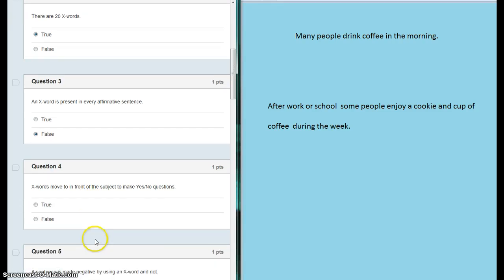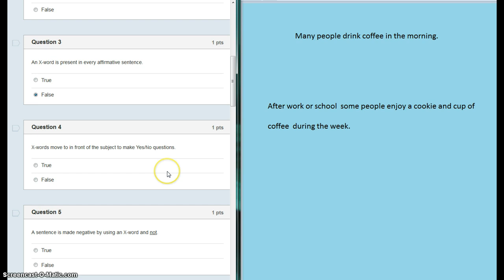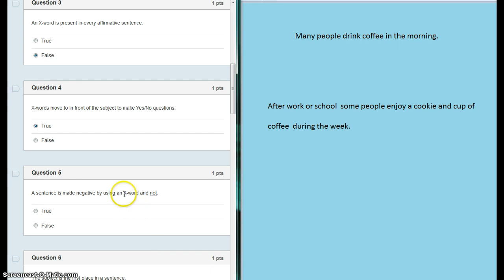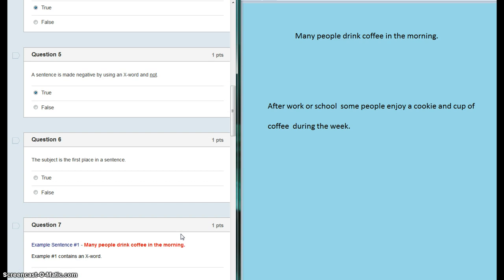Question number 4. X words move to in front of the subject to make yes/no questions. That's absolutely true. A sentence is made negative by using an X word and not. Absolutely true. Question number 6. The subject is the first place in a sentence. The answer is false. The first place in a sentence is that front shifter place. Sometimes it's empty, sometimes it's filled, but the front shifter place is always available in a sentence, and it's the first place.